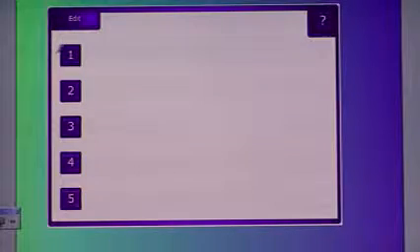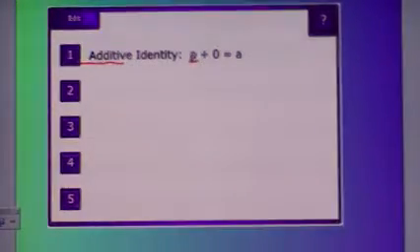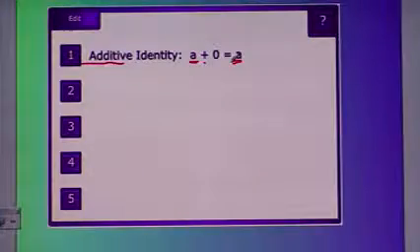Okay, we have more properties. I know you're so excited. Let's look at the first one, additive identity. Identity means if you do some math to a number, you still end up with the same number. So the additive identity means if A represents any number, what can I add to it so that I still end up with A? Well, that's 0.